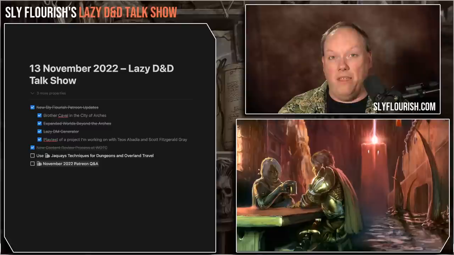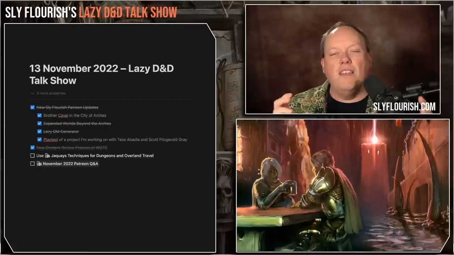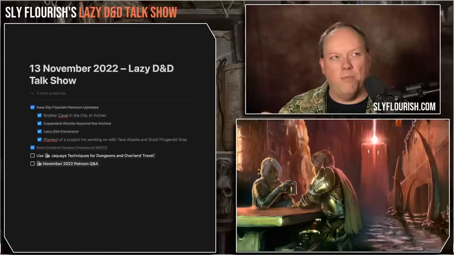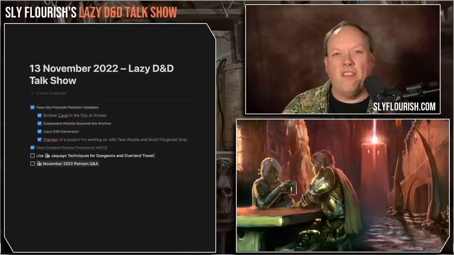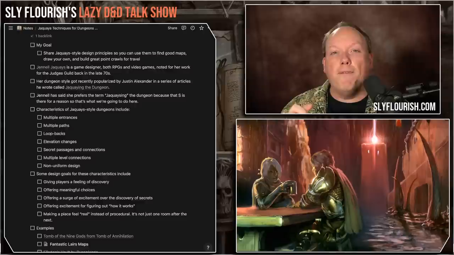In Justin's article about Jaquays-Style Design, which you can find linked in the show notes below, you can see the kinds of specific designs that exist there. While it focuses primarily on the idea of dungeon design, and we're going to get into the specifics of what those mean, a lot of the same techniques can be used for overland travel as well. So today we're going to look at what those specific design ideas are and how you can use them in your own game. My goal for this video is to share those design principles so that you can use them to find good maps and build your own, particularly for both dungeons and for overland travel.